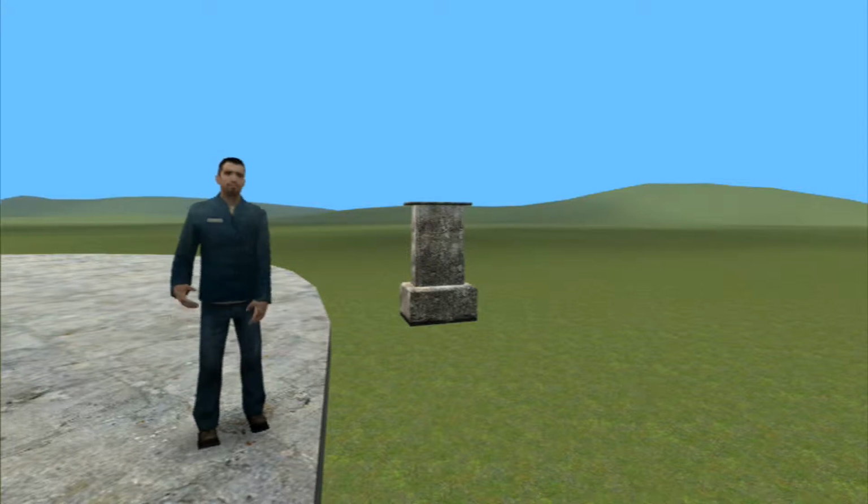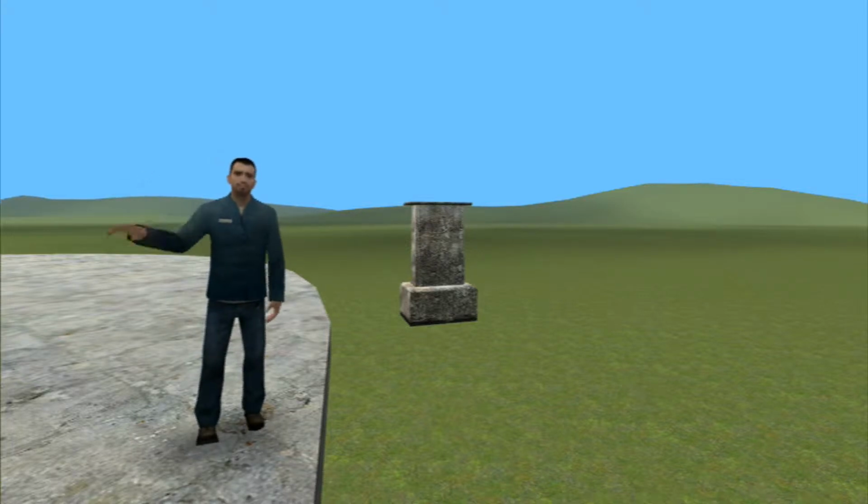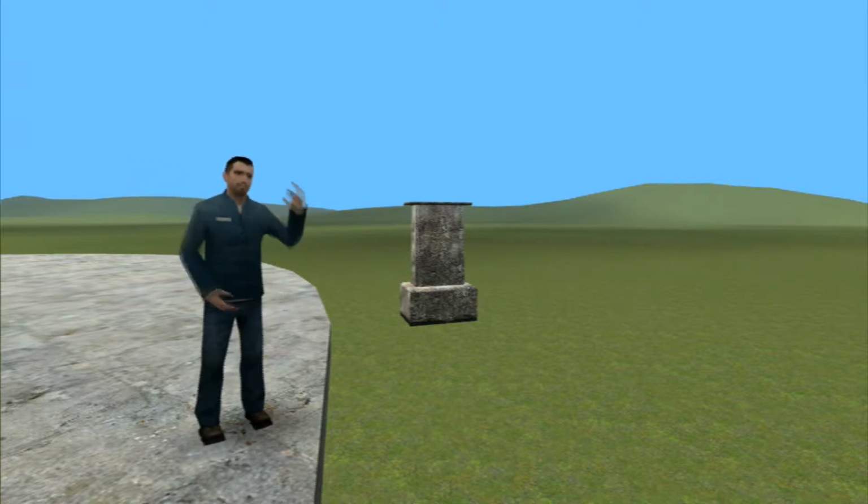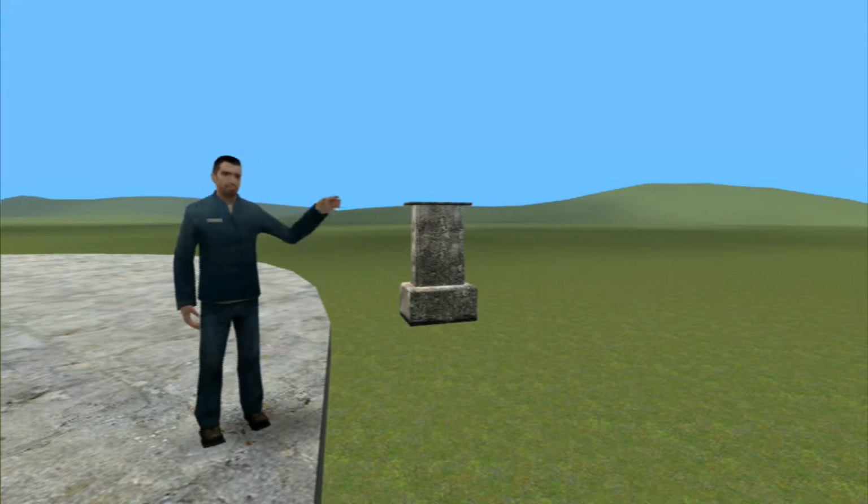An object at rest won't move until something moves it. And an object moving will keep moving until something stops it. That is Newton's first law of motion. Now, the car behind me and the pillar are going to help me demonstrate the second part of Newton's first law.